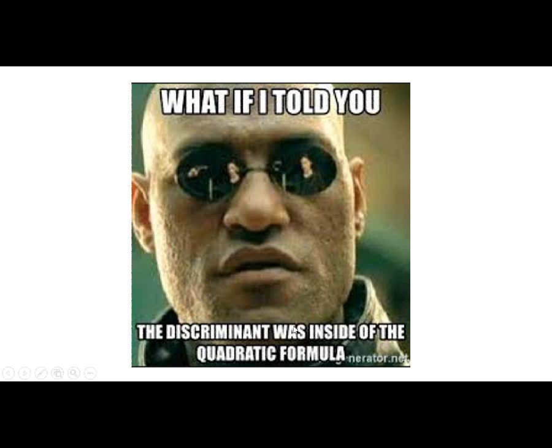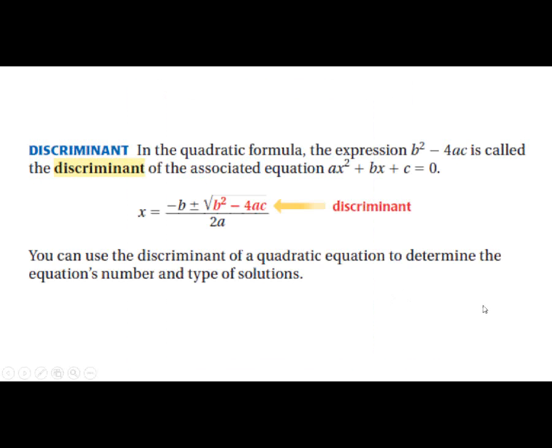What if I told you the discriminant was inside of the quadratic formula? Tomorrow, you're going to learn the quadratic formula, and the discriminant, this portion of the formula right here in red, is just part of the entire quadratic formula. In the quadratic formula, the expression b squared minus 4ac is called the discriminant of the associated equation ax squared plus bx plus c equals 0.